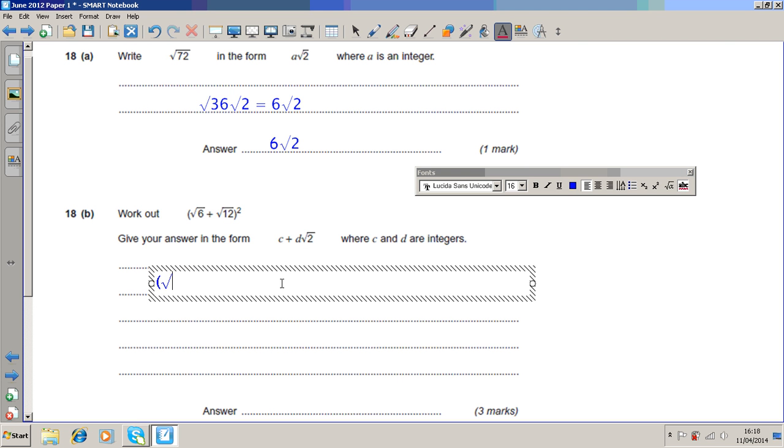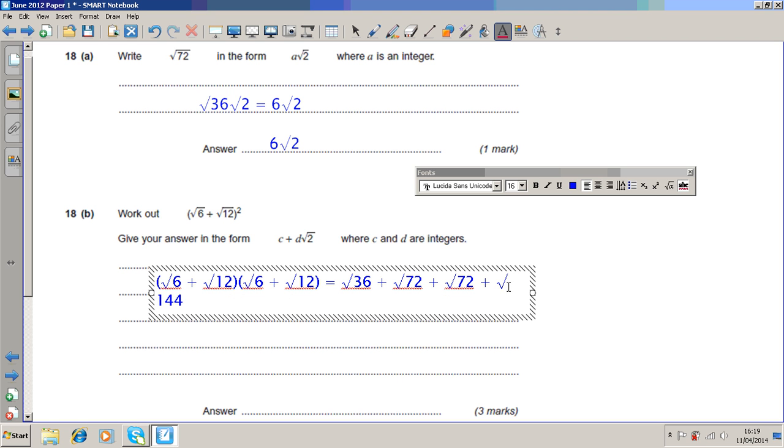So, root 6 plus root 12, squared, is the same as saying that times itself. Like that. So you just multiply the parts. Root 6 times root 6 will be root 36, plus root 6 times root 12 will be root 72. Root 12 times root 6 again will be root 72 because 6 times 12 is 72, and root 12 times root 12, or 12 times 12, is 144.